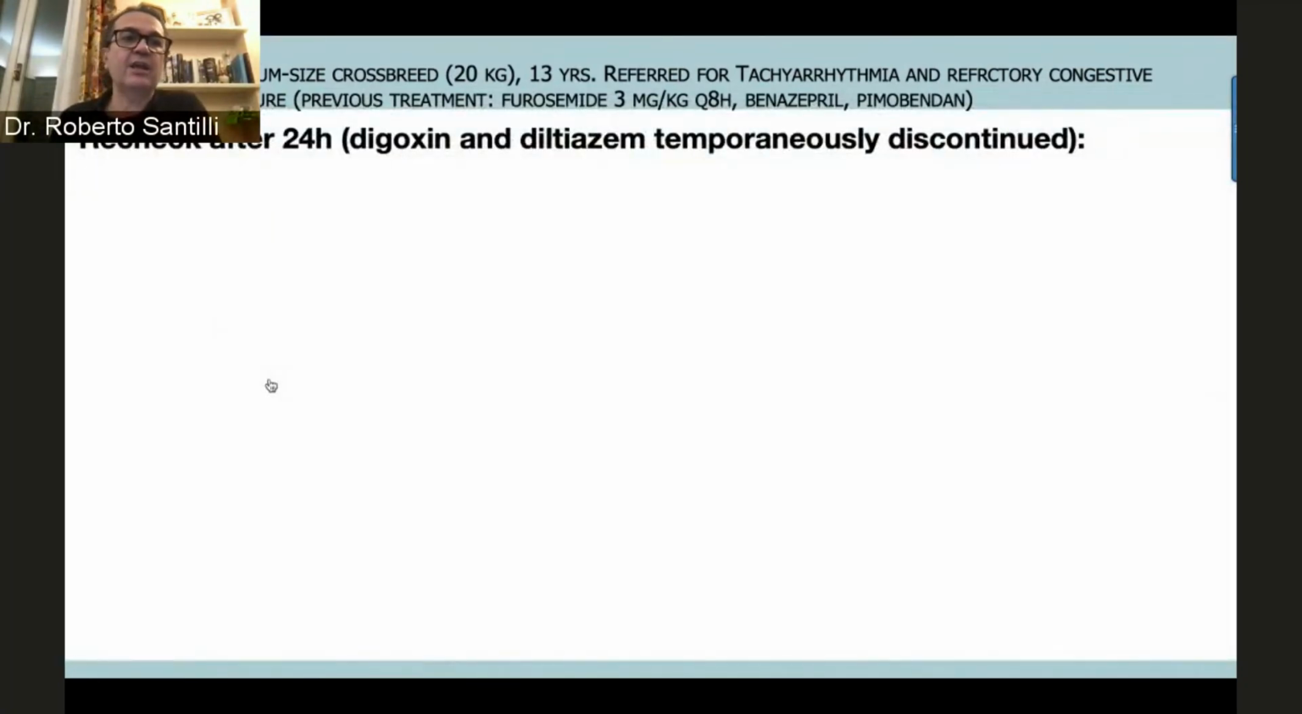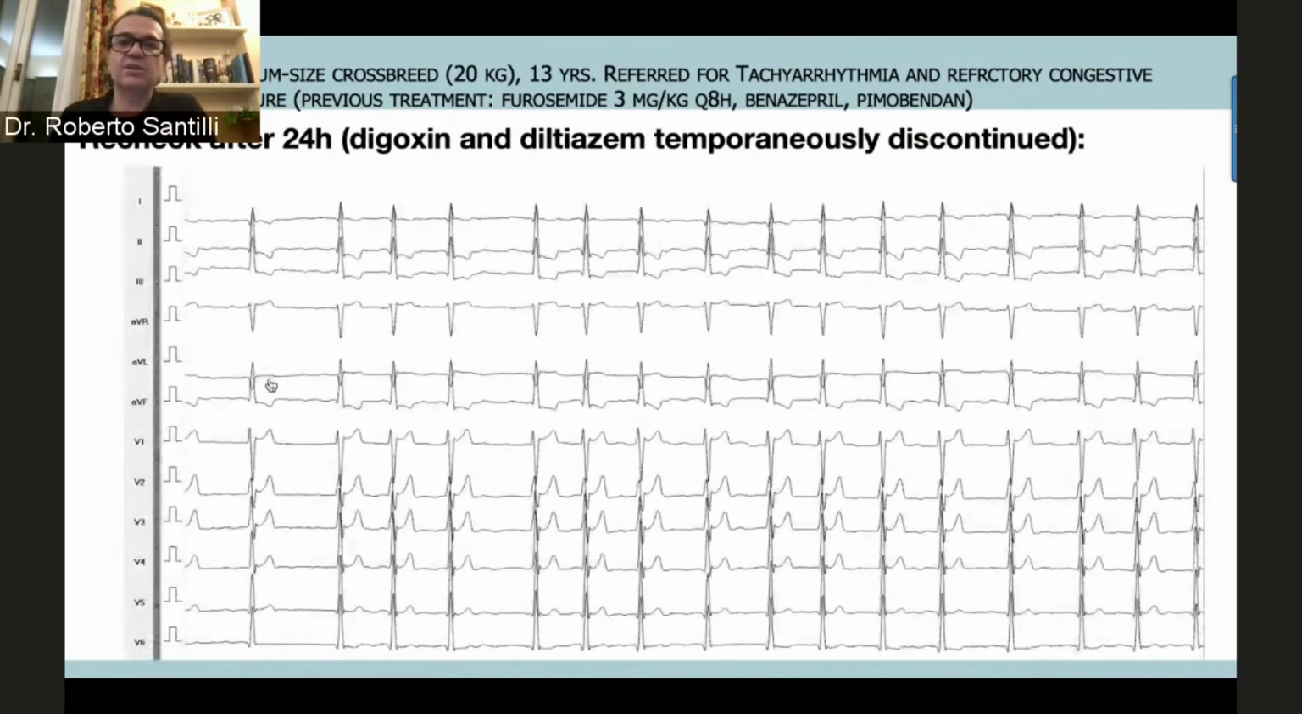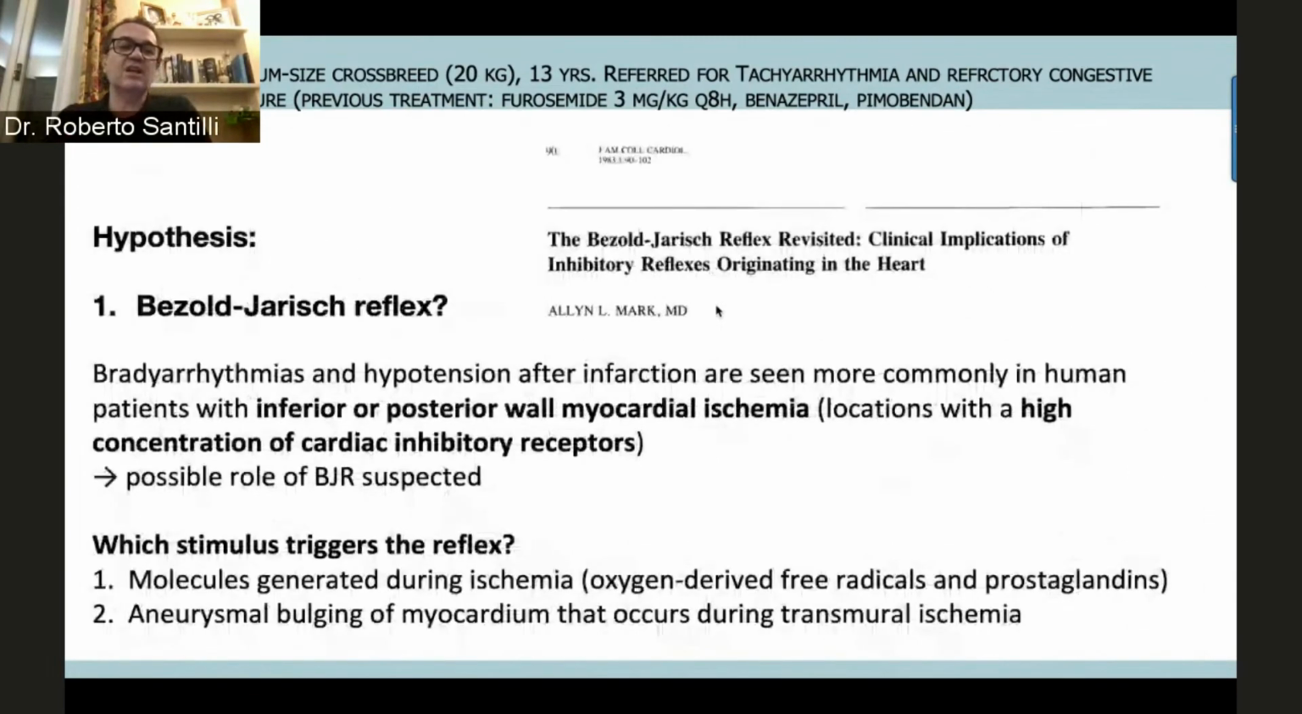So we rechecked after 24 hours, and digoxin was stopped and diltiazem too, and after 24 hours, the dog was back in atrial fibrillation. And at that point, the ventricular rate went back to normal. And we asked the owner, because our idea was an overdose of diltiazem for sure, because the DIG levels were normal. But the owner wasn't happy with our diagnosis. He swore that it was not possible, but we couldn't find another option, because if you think, there are several reflexes in the heart, but they are usually not very long-standing.